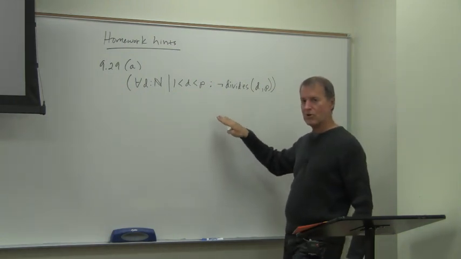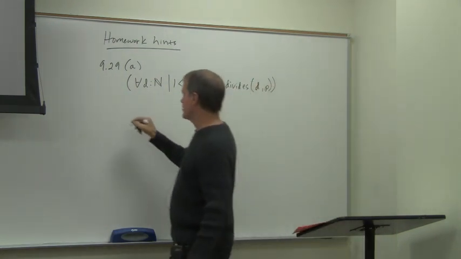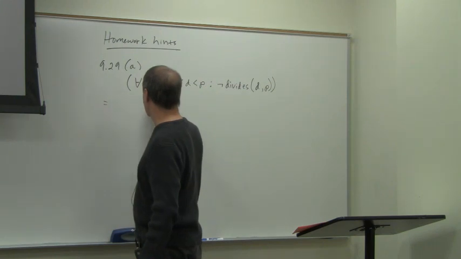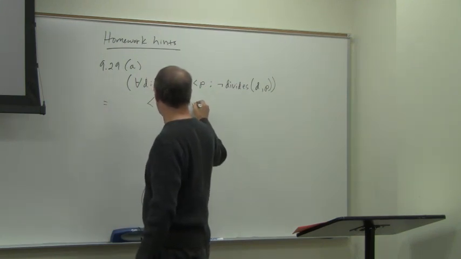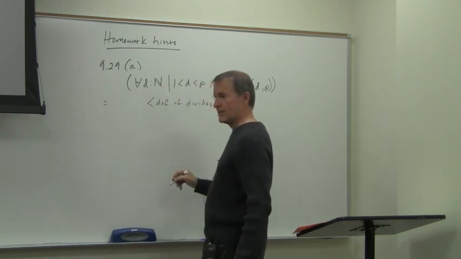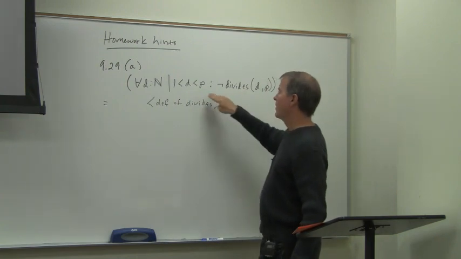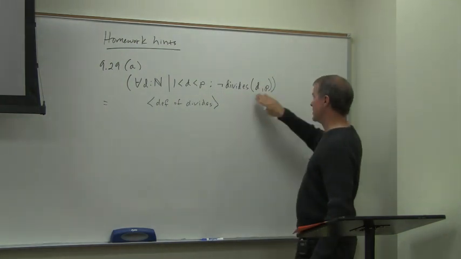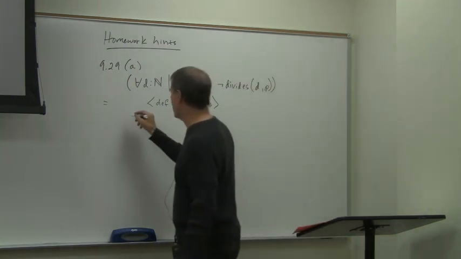So here's what you should do. Write it out this way first, and you could just say equals by definition of divides. Wait, 29 specifically says to translate it into predicate logic. It does say translate. It says translate the following English statements into predicate logic. Yeah, well, this is predicate logic, but it uses this predicate. So let's substitute in here.